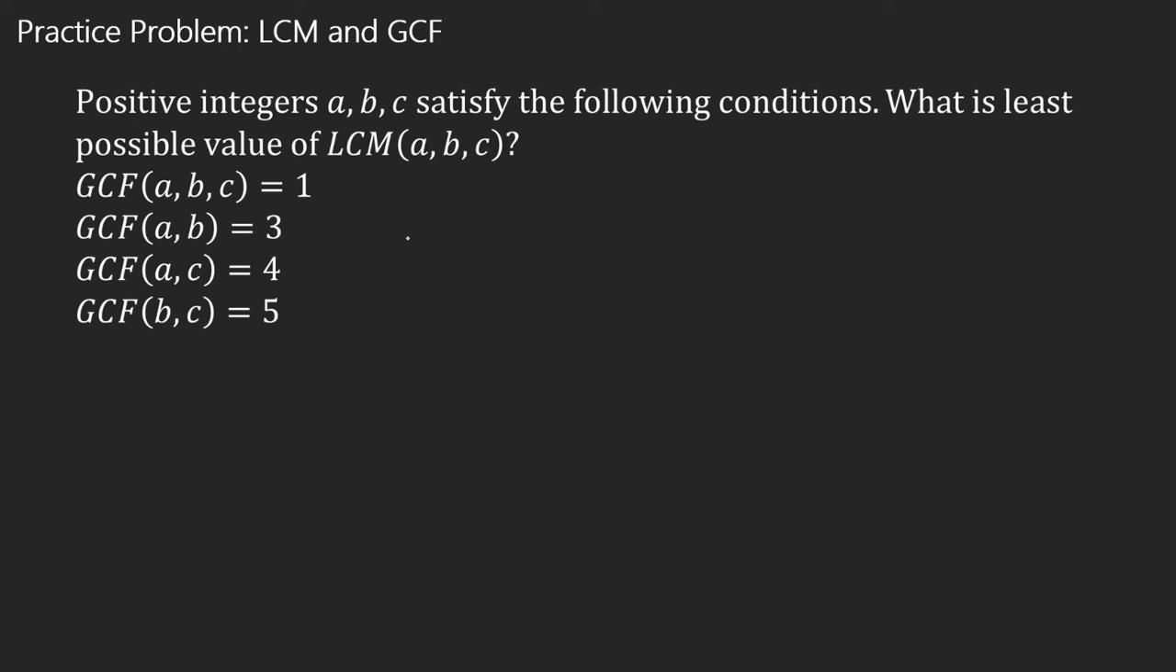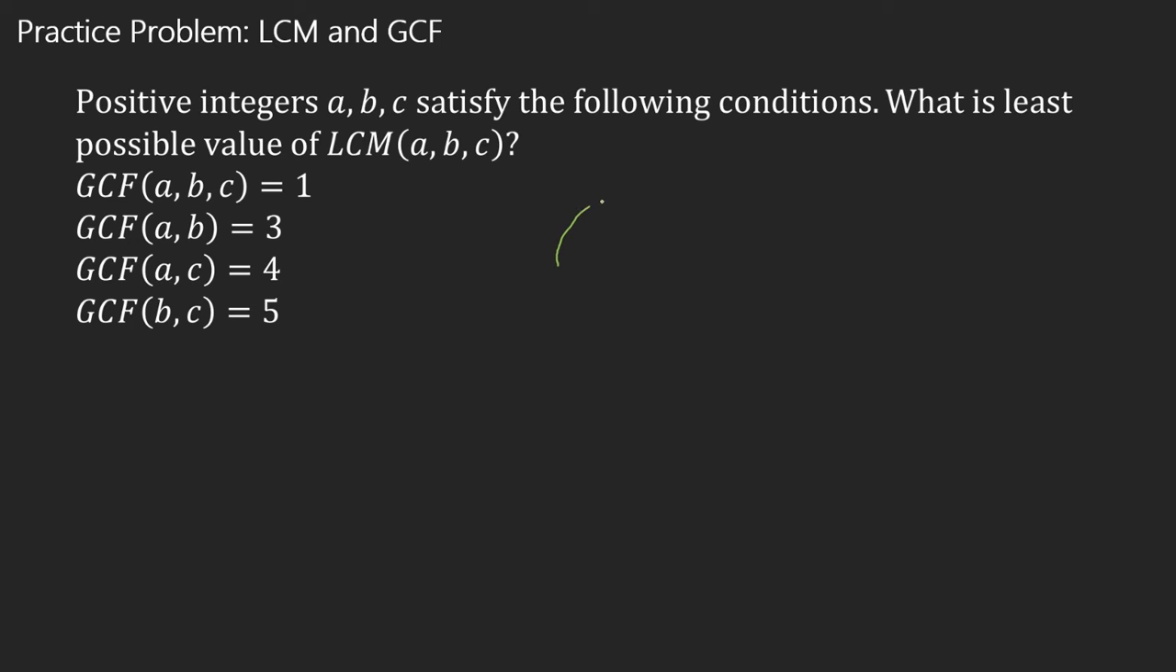Let's look at our first practice problem. Integers a, b, c satisfy the following condition. What is the least possible value of LCM for a, b, and c? So we have a set of GCFs amongst these numbers. Let's use a Venn diagram to help us understand and visualize these numbers.